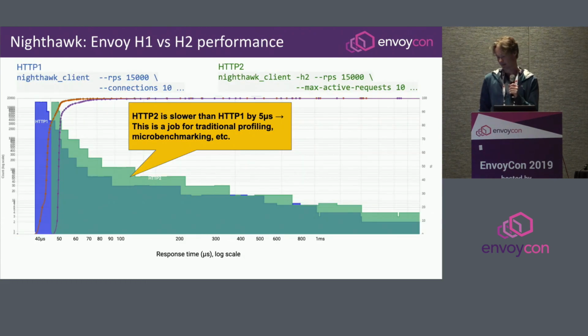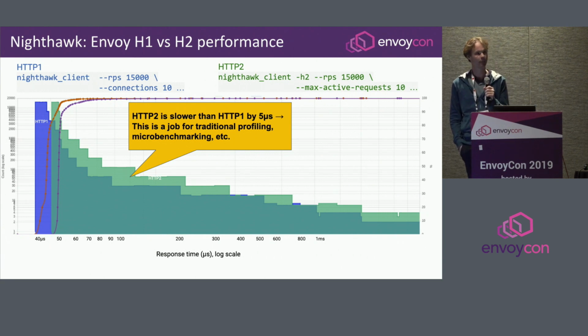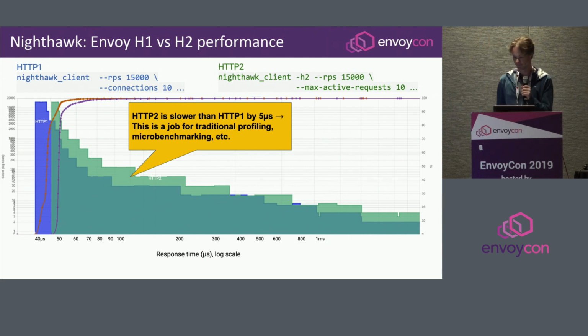Next we look at a comparison of HTTP1 versus HTTP2. And surprisingly, we observe HTTP1 to be faster than HTTP2 by 5 microseconds, and that's kind of unexpected because HTTP2 is a binary protocol and you'd expect that to be faster. So we didn't dig into this, but this is an interesting showcase of why using accurate measurement tools can help gain insights into performance.